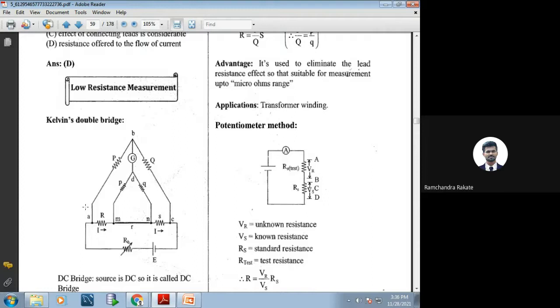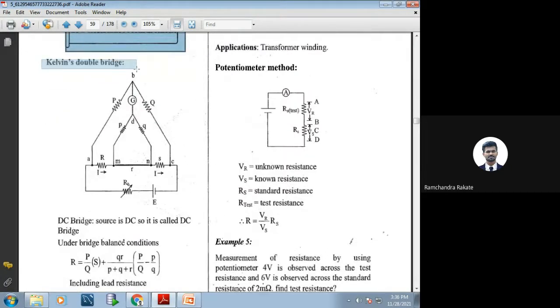First we have the low resistance method, and for that we have the Kelvin bridge, the Kelvin double bridge. Now let us discuss this one and solve some numericals based on it. So the low value of resistance measurement, the first one is the Kelvin double bridge. In the Kelvin double bridge, just understand the concept.